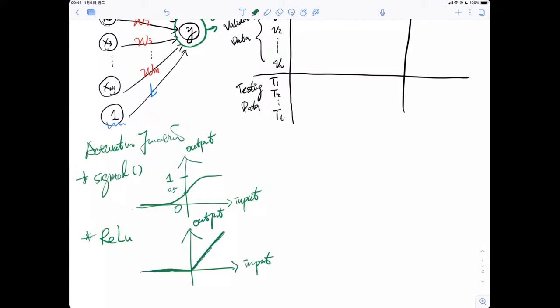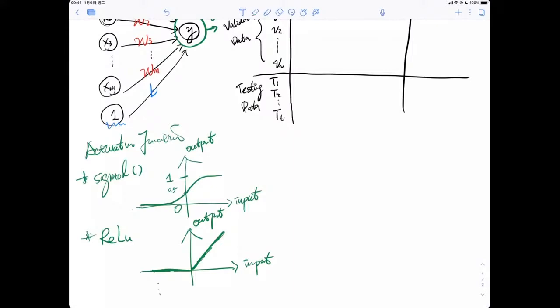ReLU means we ignore all the information received from the previous node if it is negative. If the information is negative, it means we don't want to receive it, and we don't want to pass this information to the other nodes.